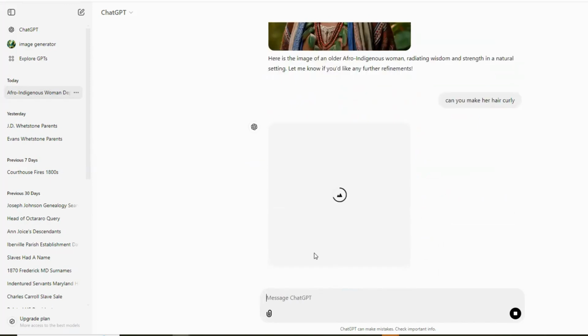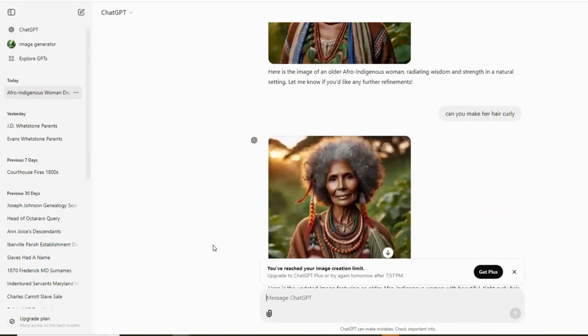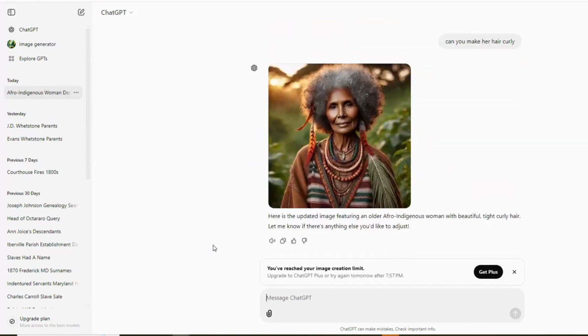So some of the other things, many people use this for research. Even though her hair isn't even as curly, I guess they figured that was enough curls. Now they're telling me I've reached my image creation limit. I have to wait until 7:58, which it is now 9 o'clock, but tomorrow after 8 o'clock. So they're telling me I have to wait a whole other day to get an image. But an image is different than text.